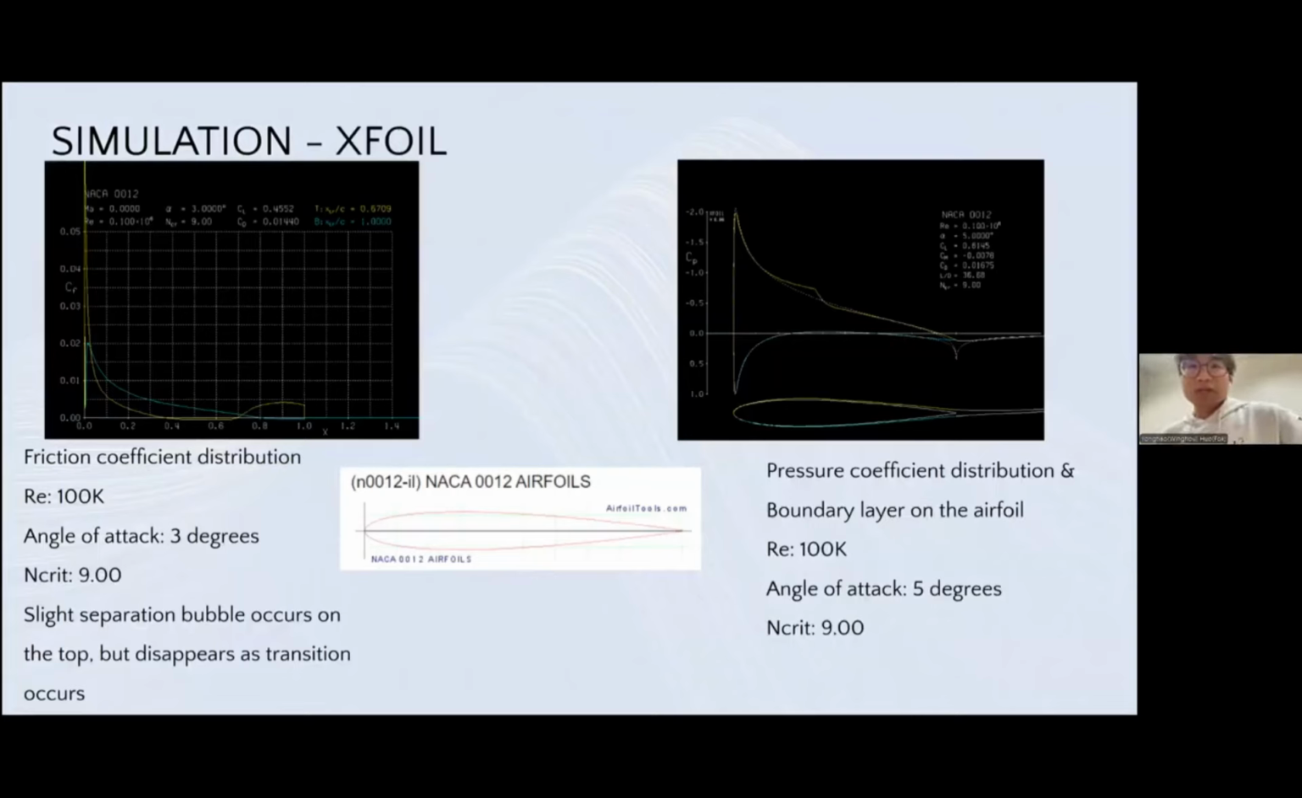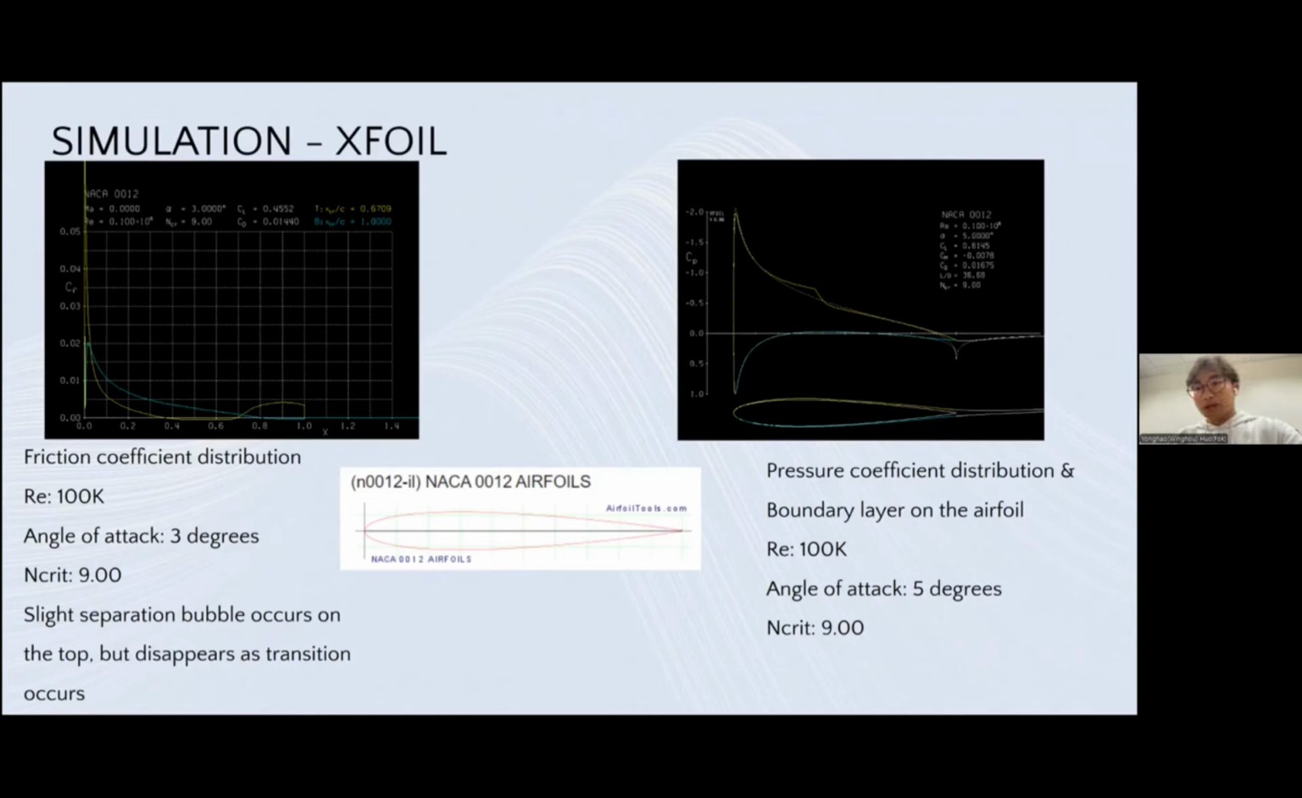Thank you, Josue. So this is our sample simulation in Xfoil for our NACA 0012 airfoil. Xfoil is for 2D airfoil simulation. The left part is the friction coefficient distribution. We run it at a Reynolds number of 100K and an angle of attack of 3 degrees. You can see that there's a section where the friction coefficient is negative. That means separation occurs. So we can see that there's a slight separation bubble on the top, but it disappears as transition occurs. That means laminar flow goes to turbulent flow.